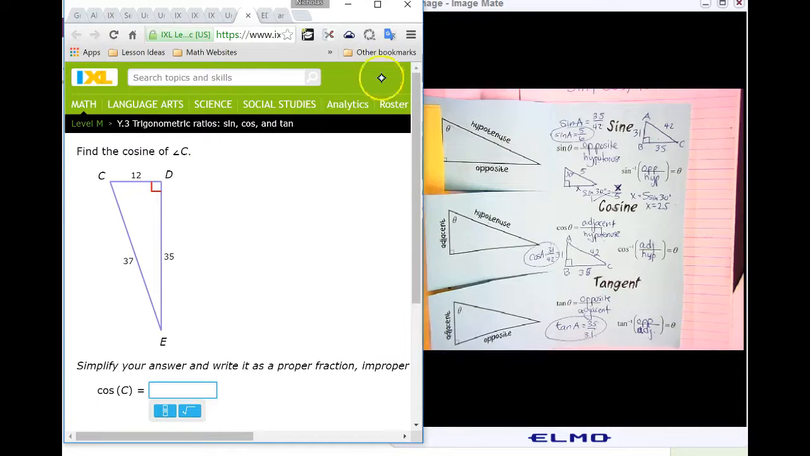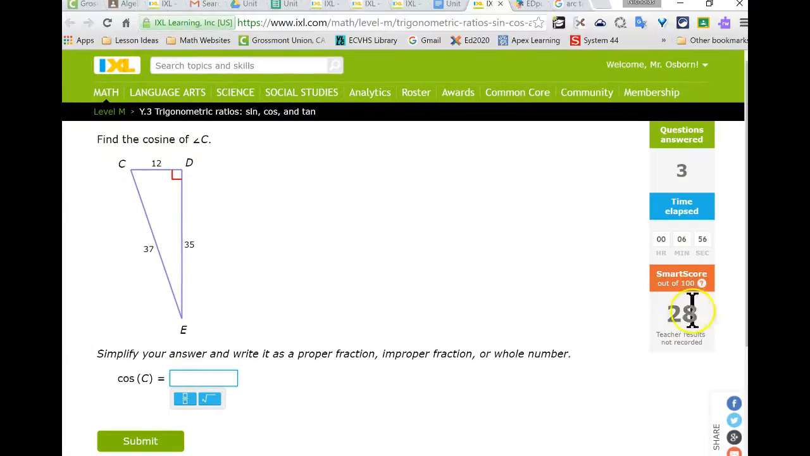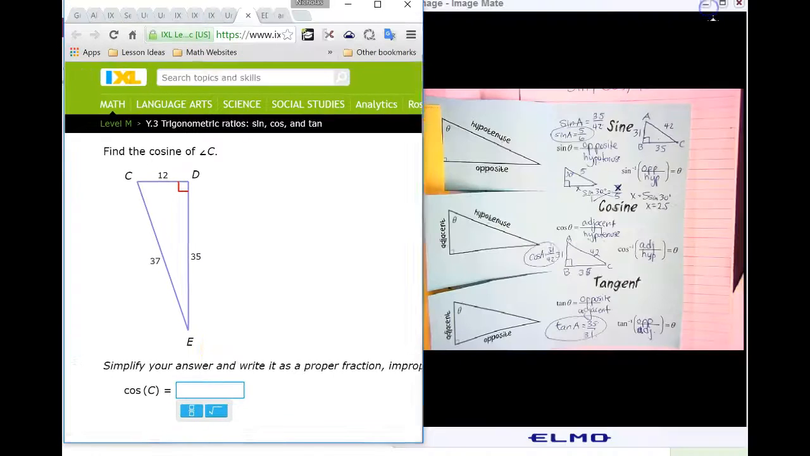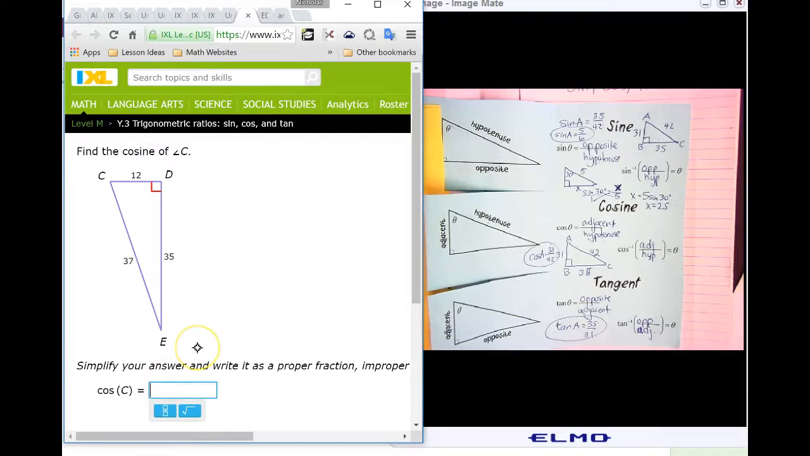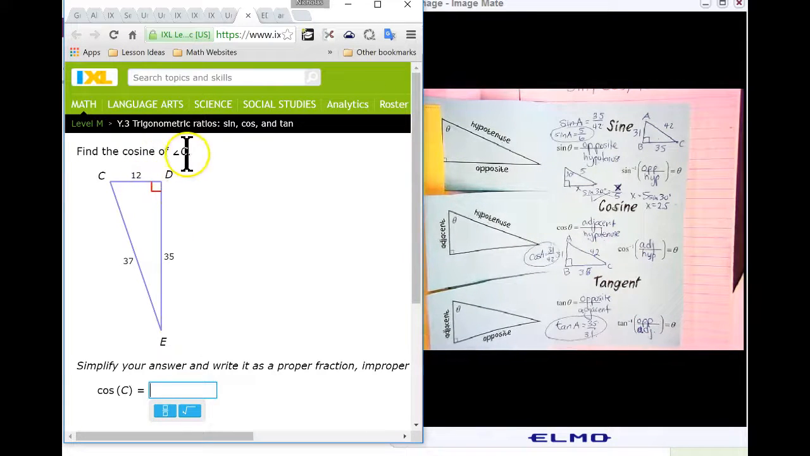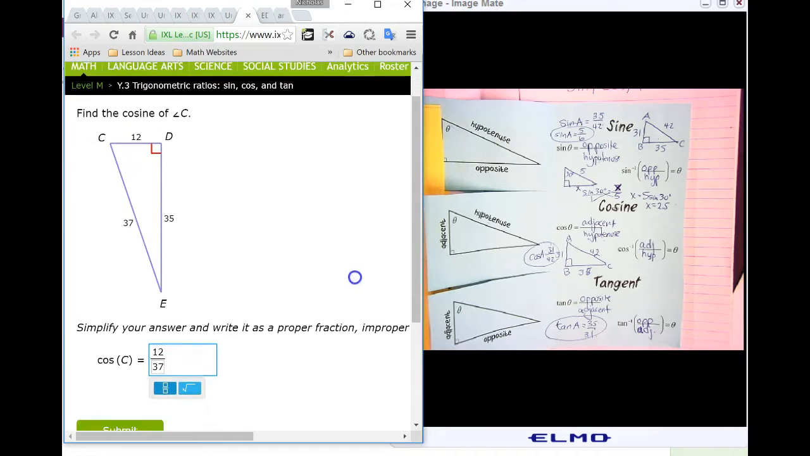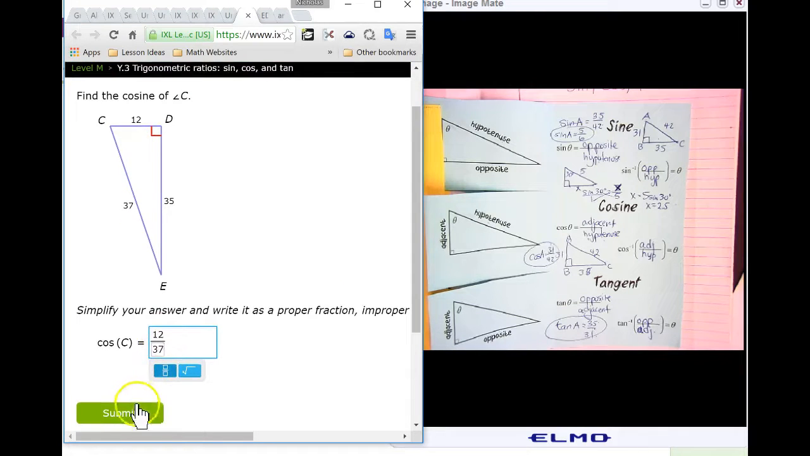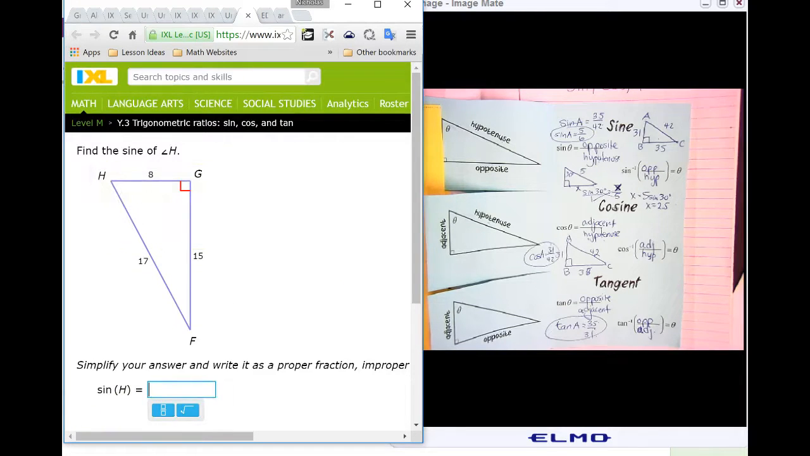Now I skipped ahead because I wanted to show you an example of a cosine. Right now I'm at 28 points. For cosine, again, remember it's adjacent over hypotenuse. In this case, the cosine of C, the adjacent is right next to our angle, so that's 12, and that's over the hypotenuse, which is 37. I'm pretty sure I can't divide a number into both 12 and 37, so there's the answer for that one.